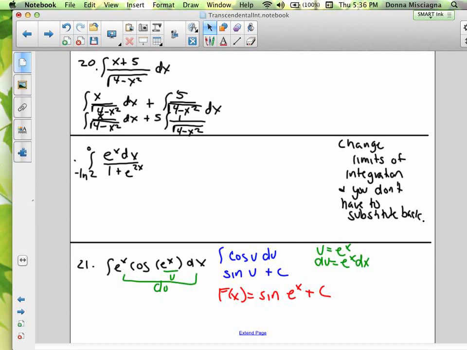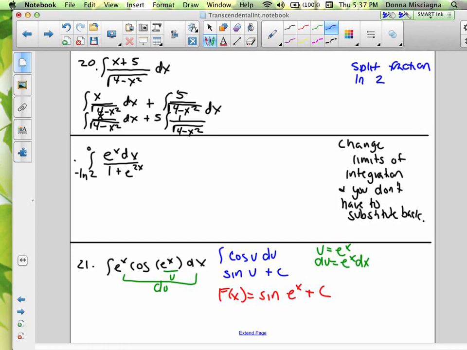So if you've got that pattern, anything that can be written as a perfect square minus a perfect square, and you've got something that you don't really want in the numerator, split the fraction in 2. Apparently my tape decided to just pause. All right, so now we're good. The first one is a u substitution. The second one is good.